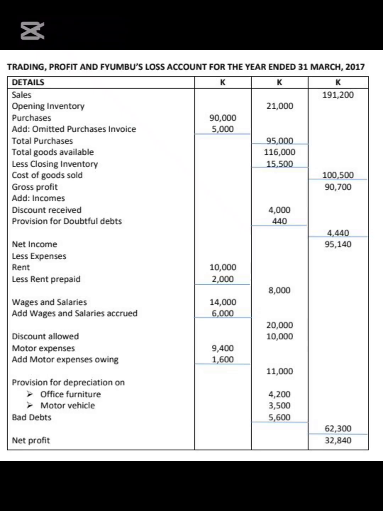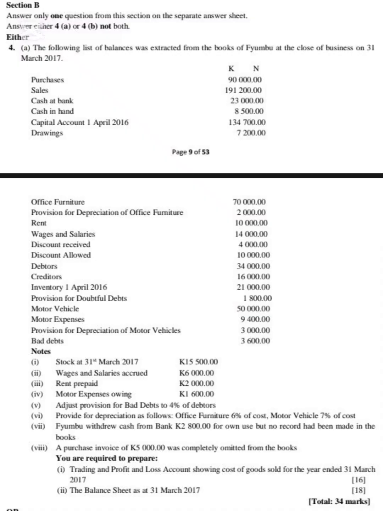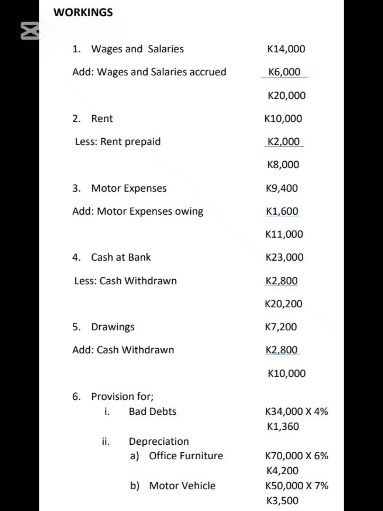You need to check this out, because most of the times you'd find that this provision for doubtful debts would be found on the incomes when you are providing it as an expense, but why should it be found on the incomes? So like in this question, in the list of balances, we had provision for doubtful debts, which was 1,800. Then from the additional information, we calculated provision for doubtful debts as 1,360.